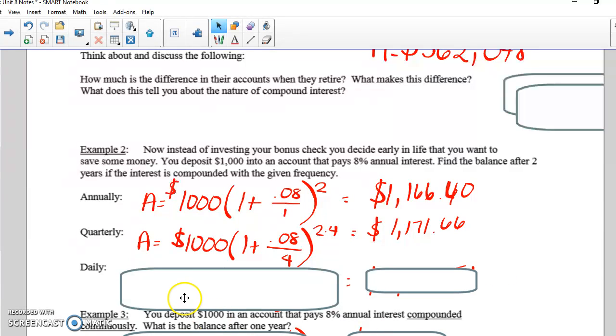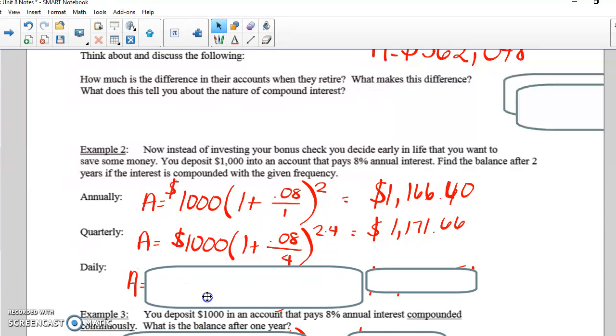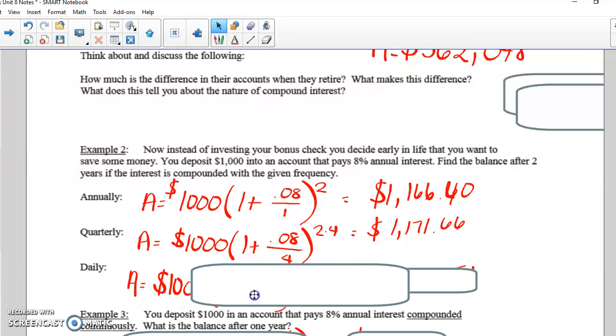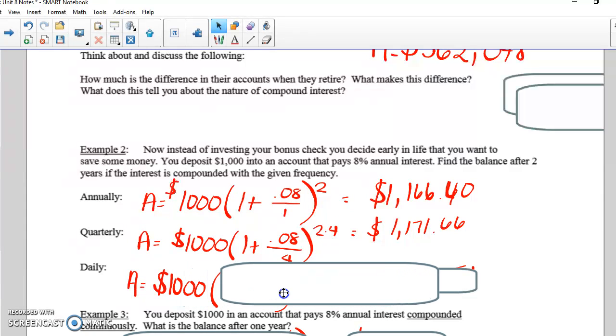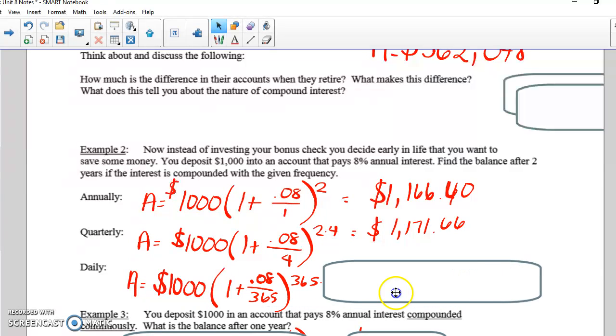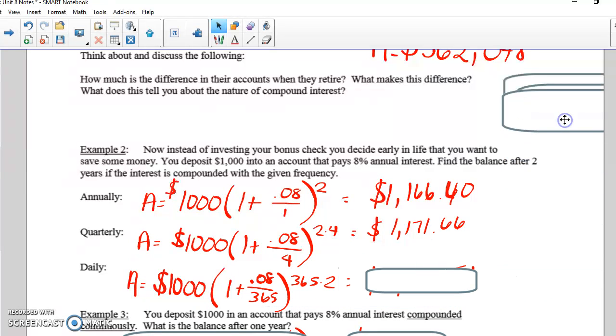And then daily. So one more change to get daily. A is equal to 1,000, our initial amount, times 1 plus 0.08 over 365, because there are 365 days a year, raised to the 365 times 2. And that's equal to $1,173.51.